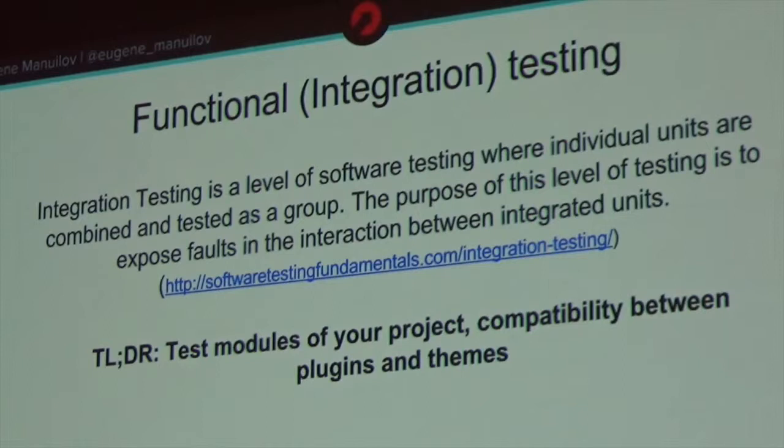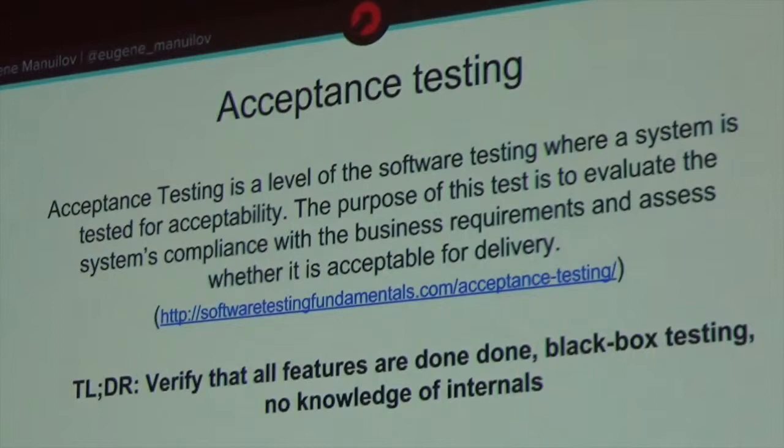The final level is acceptance testing. This testing level is intended to test the system as a whole, and we need to check if our system is compliant with business requirements. So it means that we need to check our site without understanding what plugins we use, what theme we use, or how it's built. All we need to check is how it works in the user's browser to make sure that the user can come to our site and do what he needs to do and be happy.